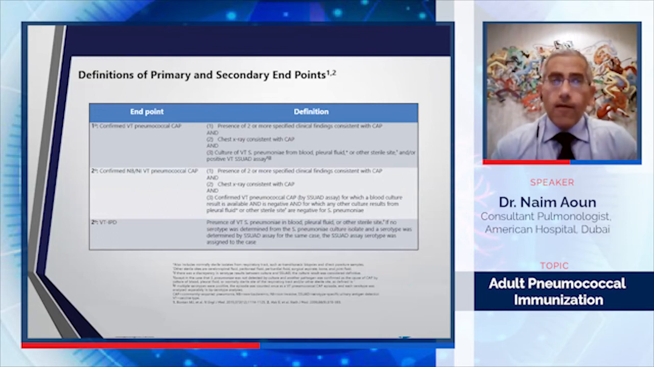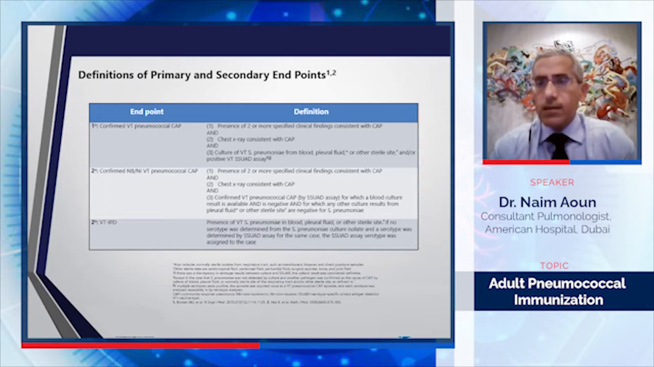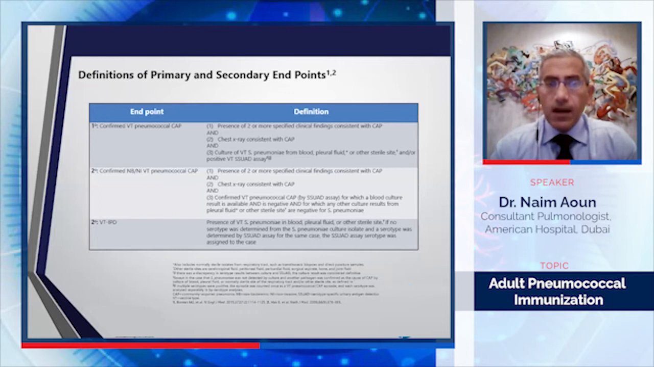How did they define primary and secondary endpoints? Again, confirmed vaccine-type pneumococcal CAP: presence of two or more specified clinical findings consistent with community-acquired pneumonia, plus an X-ray and cultures of vaccine-type Streptococcus pneumoniae in a sterile site. Then there is confirmed pneumococcal CAP, again with two or more specified clinical findings consistent with CAP and a chest X-ray, and confirmed vaccine-type pneumococcal community-acquired pneumonia by another kind of assay, for which a blood culture result is available and negative, and for which any other culture results from pleural fluid or other sterile sites are negative. And finally, they defined vaccine-type invasive disease, where the blood cultures were actually positive.